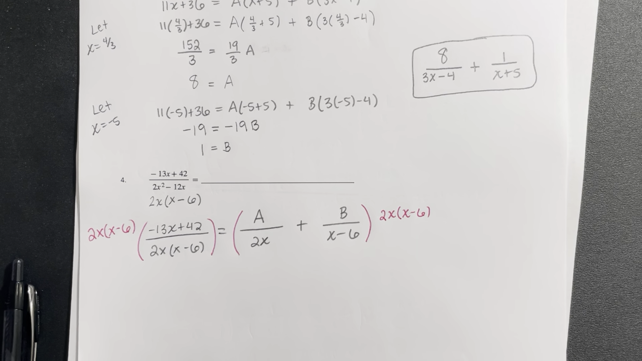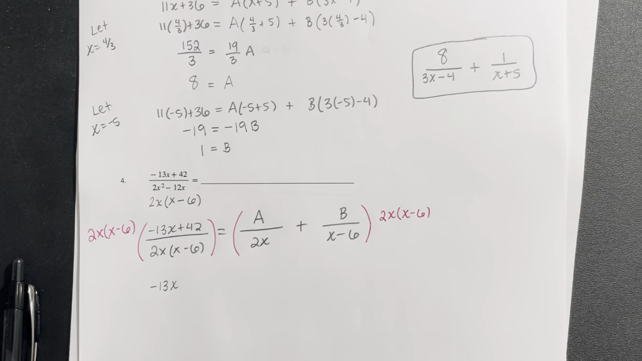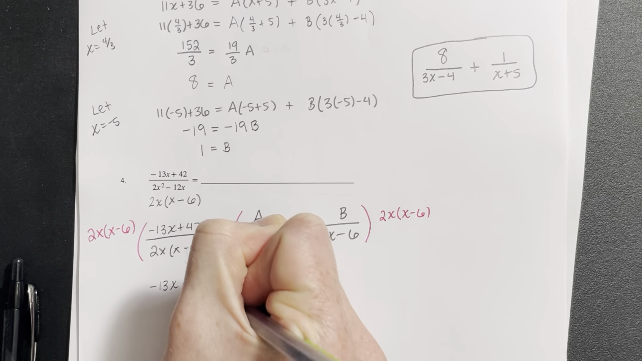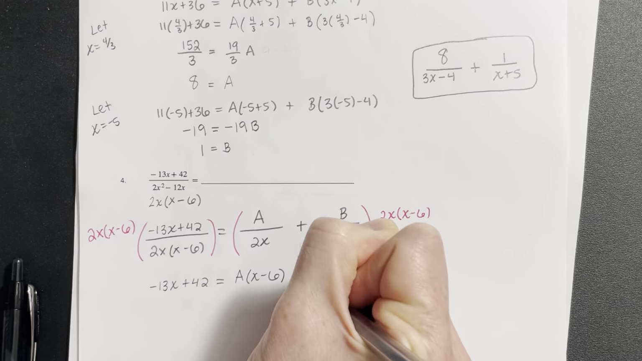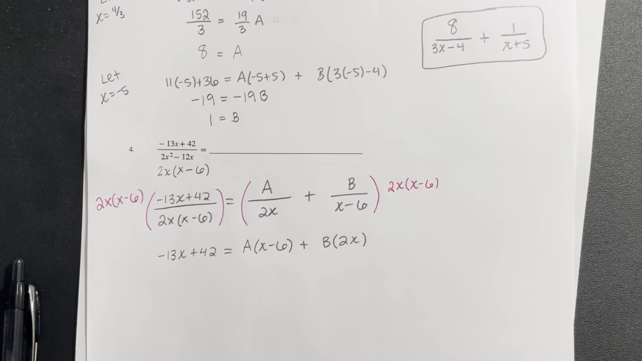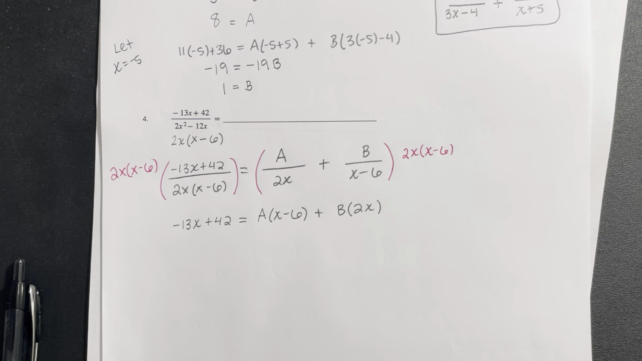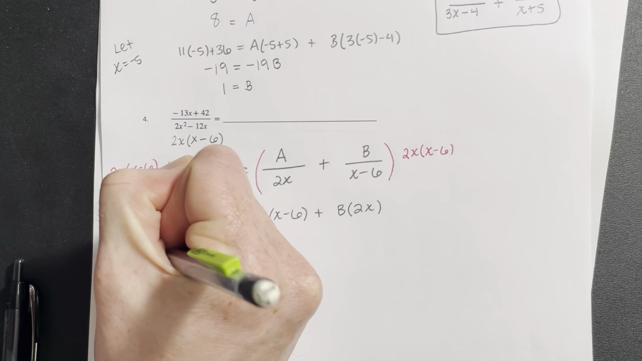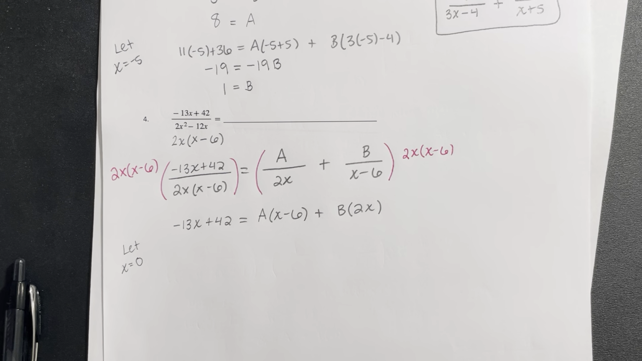That would give me an equation of negative 13x plus 42 equals a times x minus 6 plus b times 2x. And again, you can still choose to do the critical value method or the systems of equations method. Whichever way you enjoy doing, go for it. I just prefer the critical value method, so I'm going to let x equal 0 for one of them.